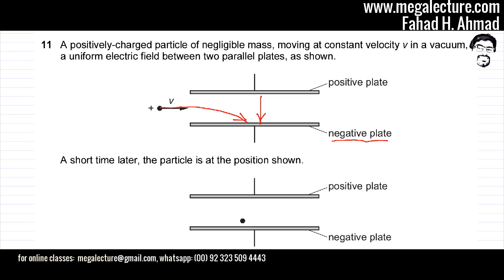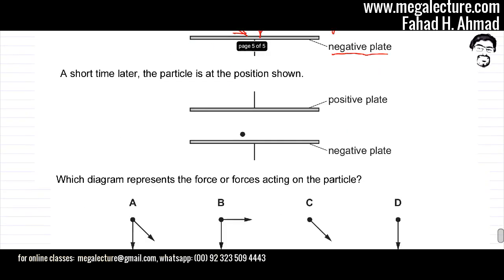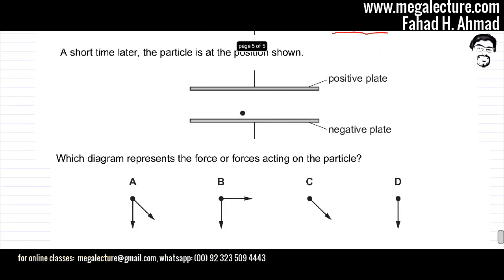So the force that would be acting is, because it has negligible mass, we are ignoring the gravitational force. So the only force that would be acting is the electric force created because of the electric field. That's the only force that I can see or observe acting on the particle, and it's acting in the downward direction. So if we have a look at the options, the correct option for the force acting on the particle is option D.